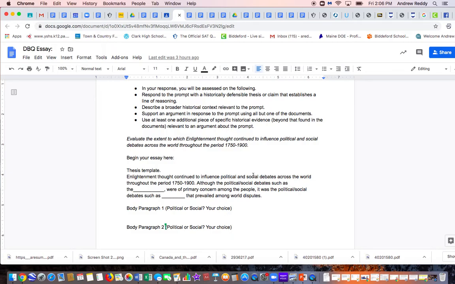Now, I know in one class I went over this thesis template, but not in both, so this may be novel information for some of you. Here is the thesis template. Enlightenment thought continued to influence political and social debates across the world throughout the period 1750 to 1900. That's a solid introductory sentence, but it is not a thesis, because that is essentially stating something that you don't have to argue. Most historians would agree with you and say, yes, that is true. Enlightenment thought did continue to do that.